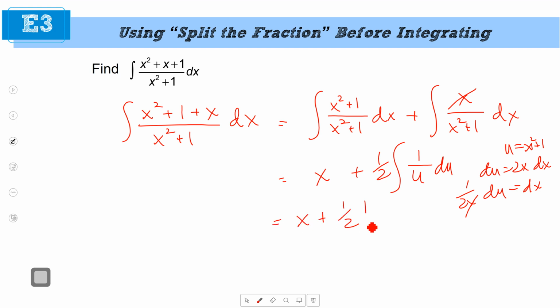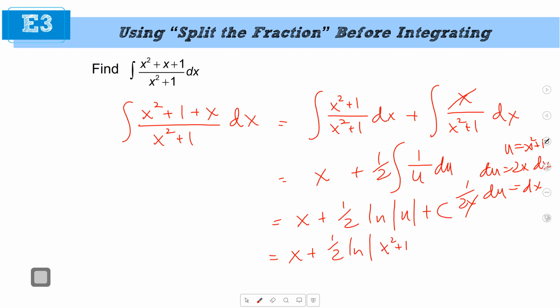X plus 1/2 times the natural, whoa, not an h, natural log of the absolute value of u plus c, and therefore we get x plus 1/2 times the natural log of the absolute value of, what's u? X squared plus 1 plus c. That was fun. Now, if you're feeling saucy, you could move the 1/2 back under, behind the natural log and turn it into a square root thing, but I'm just gonna leave it like that.